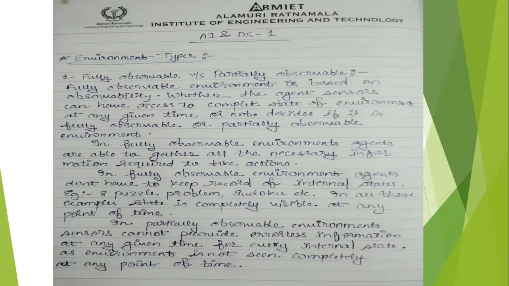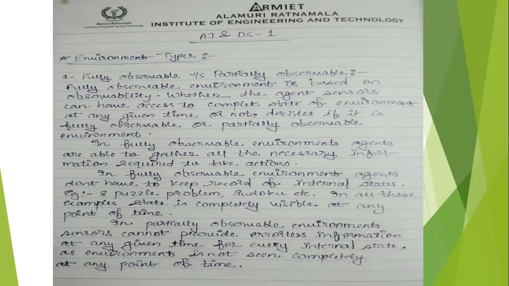So in a fully observable environment, agents are able to gather all the necessary information required to take actions. They gather all the necessary information and then take the actions. Agents don't have to keep a record of internal states. Whatever internal states there are, they don't have to keep a record of them. They already have access to them.